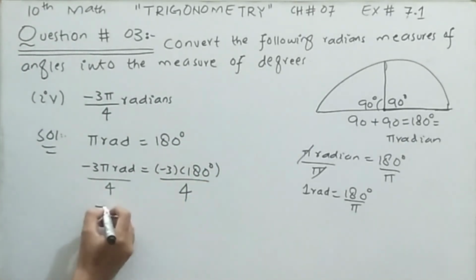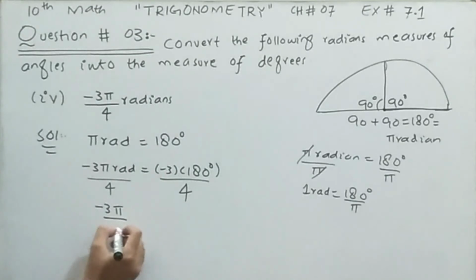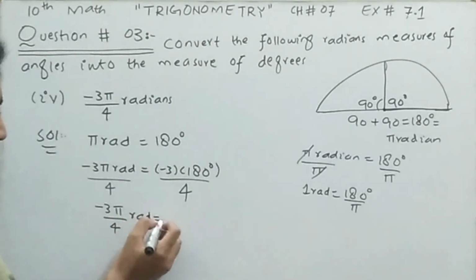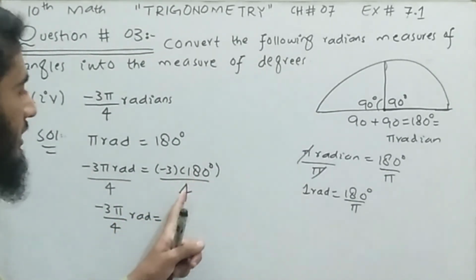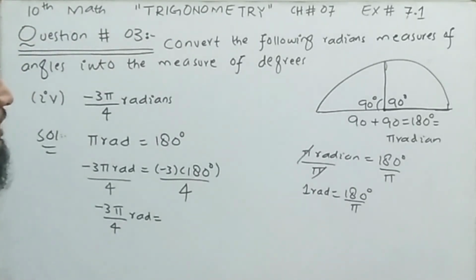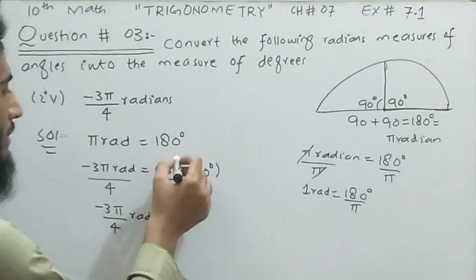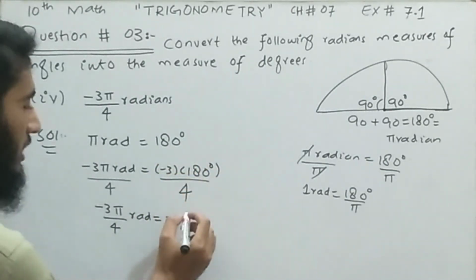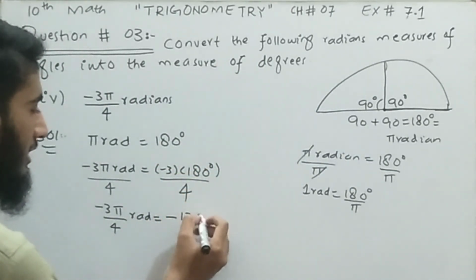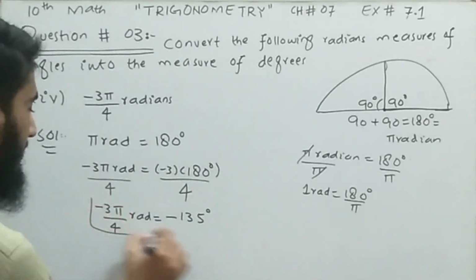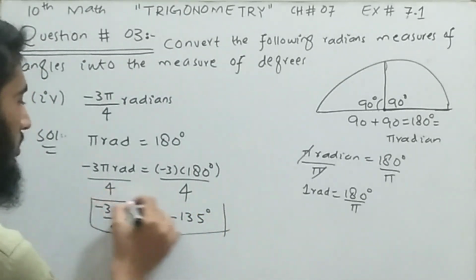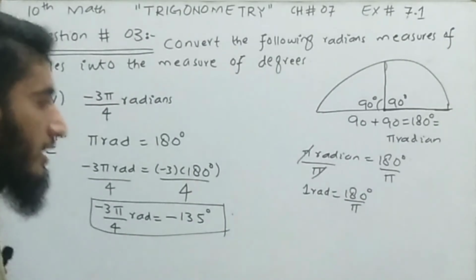On this side we are left with minus 3 pi by 4 radian, and on the right-hand side 180 divided by 4. You know that it will give us the value 45, and 45 multiplied by 3 will give us 135 degrees. But do not forget the negative sign. The negative sign will come down as it is. The simplification of 3 multiplied by 180 divided by 4 gives us 135 degrees. So minus 3 pi by 4 is equal to minus 135 degrees.